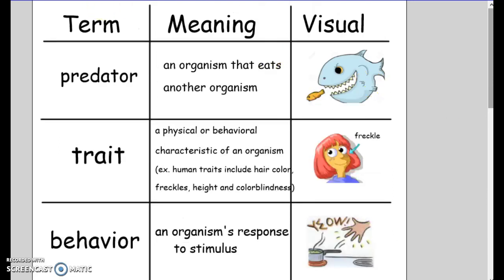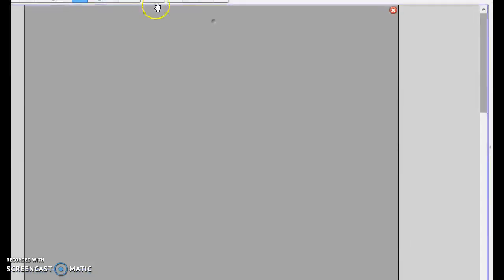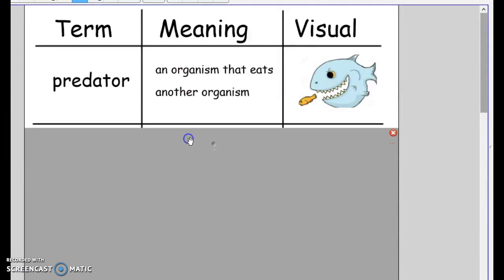Okay, so this is section 2. Let me put up 1 second. Okay, so the first word for section 2 is predator. A predator is an organism that eats another organism.